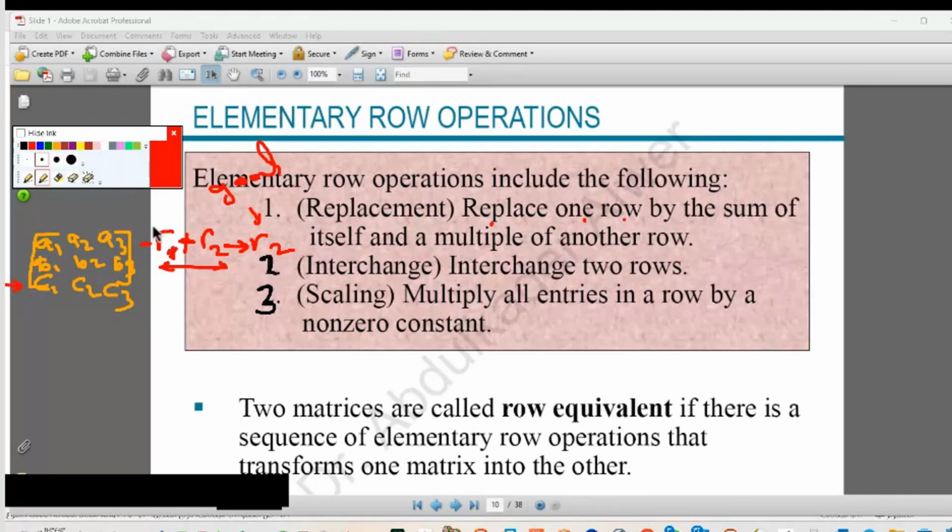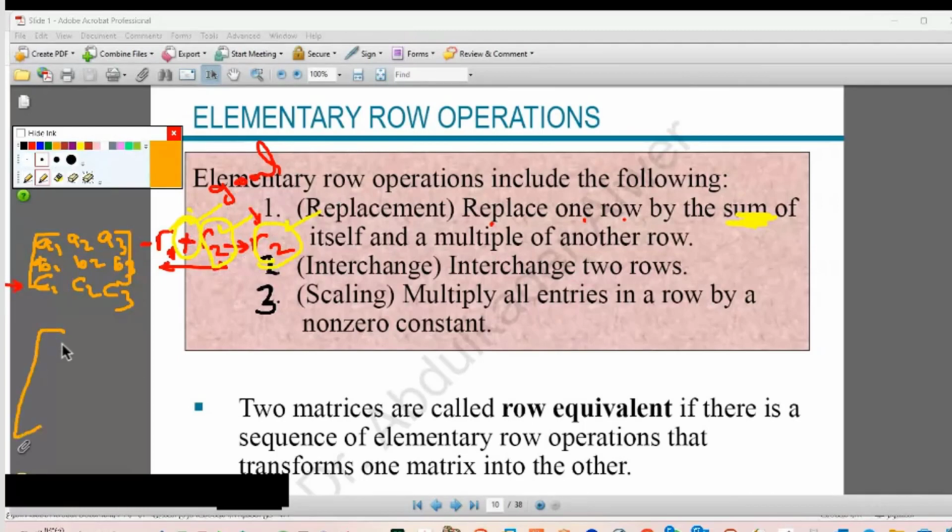R2, so R2 plus the sum. Can I use the minus? No. Multiply? No. Divide by? No. This is the rule. So R2, same R2 with a plus. This is constant. Then here we have the operation. The result will be like this one.